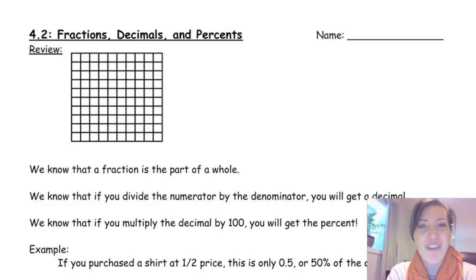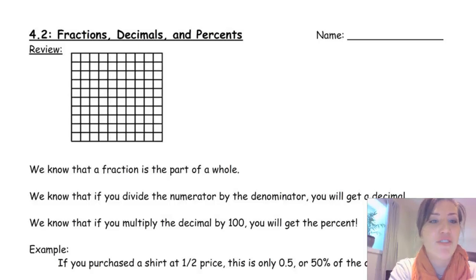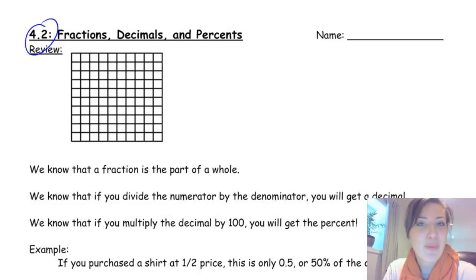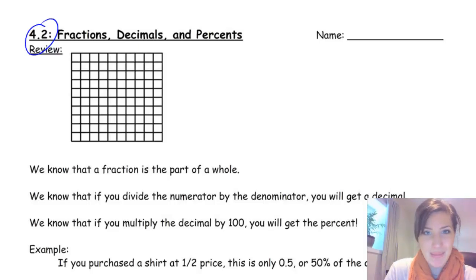Hi, and welcome to our fractions lesson 3. Today we get to look at section 4.2 in our textbooks, which talks about how fractions, decimals, and percents are just different ways of expressing the same thing.